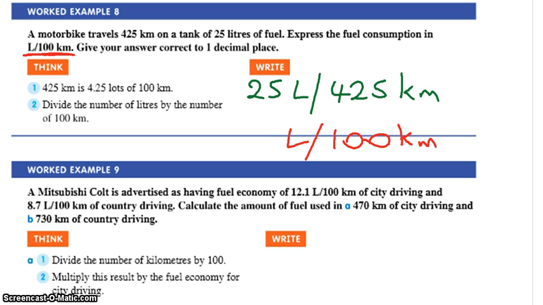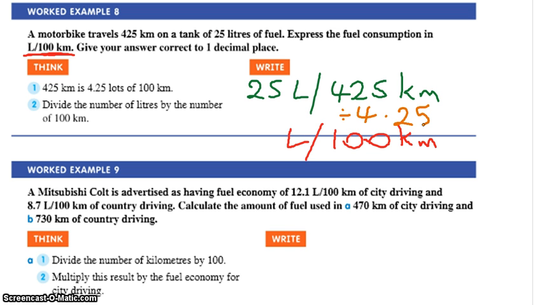Okay, imagine it was 200 kilometres. How would you get from 200 to 100? Divided by what? You divide it by 2, or half it. So how would I get from 425 to 100? Divided by what? Dividing by 425 will give you 1. What are you going to divide by? What do you divide 425 by to get to 100?